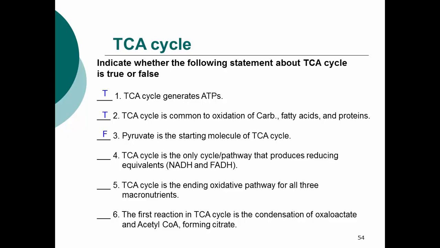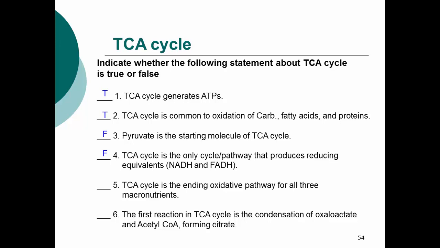Okay, number 4. The TCA cycle is the only cycle or pathway that produces reducing equivalents. Is that true? In terms of glucose metabolism, which other pathway can produce ATP and reducing equivalents? Glycolysis, right? Remember. So it's not true.